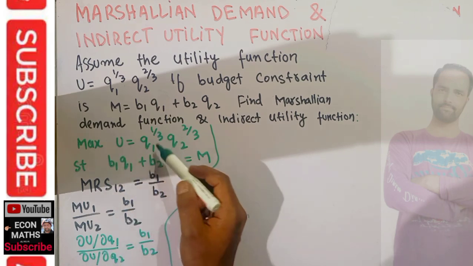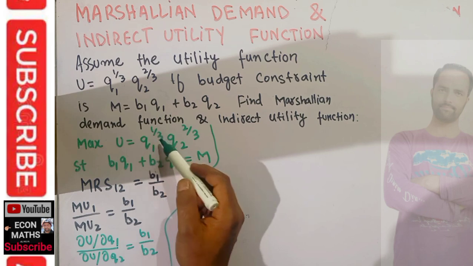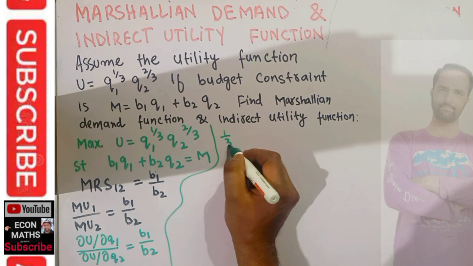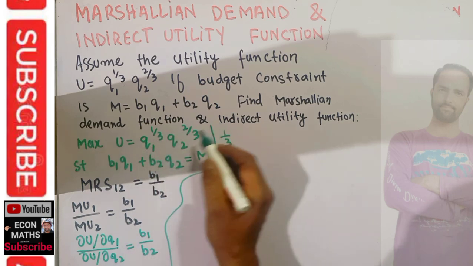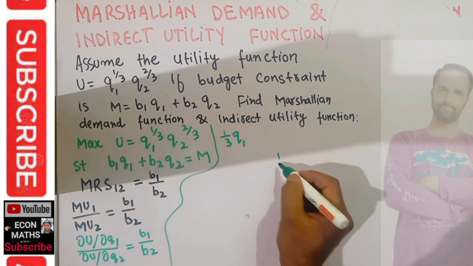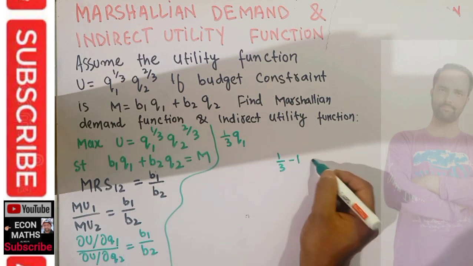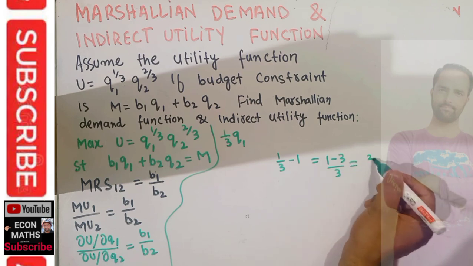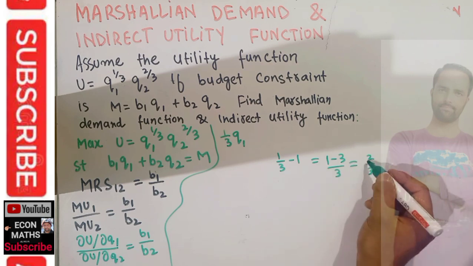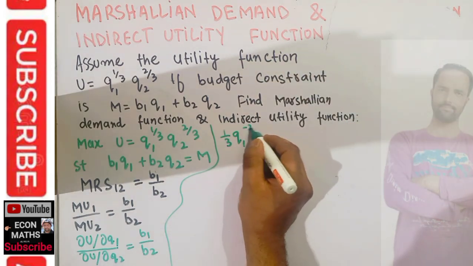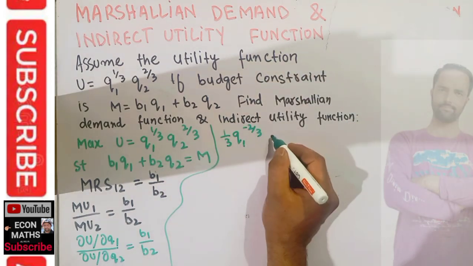So the derivative of Q1 raised to the power 1/3 is 1/3 as the coefficient, so we have 1/3, and the exponent is subtracted by 1, so we have Q1 raised to 1/3 minus 1, which is (1 minus 3) divided by 3, which comes out to be minus 2/3. So we have here minus 2/3, and Q2 will remain the same, that is 2/3.